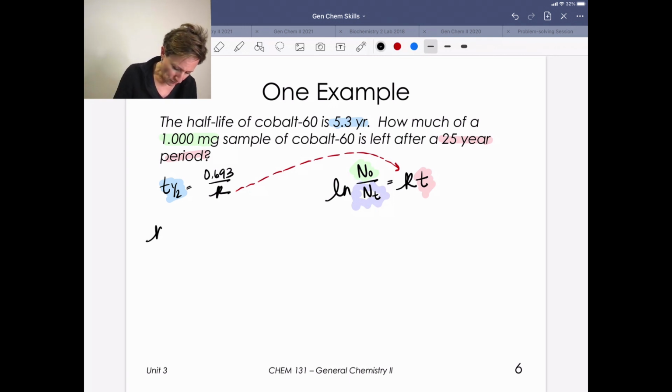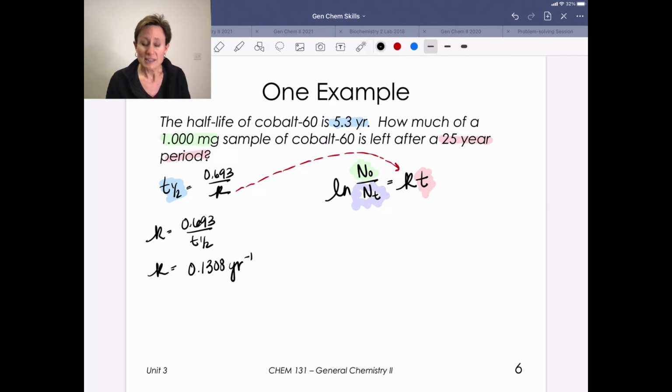So let's go ahead and solve for our K. It's 0.693 over T1/2. So K is going to be equal to 0.1308 reciprocal years. Rate constants for these first order processes are always going to have units of reciprocal time. Now let's go ahead and put all of our pieces in over here. The ln of what we start with, which is 1 milligram. I'm not going to put units in. We don't need to worry about units here because it's just going to be our answer in the same units of milligrams.